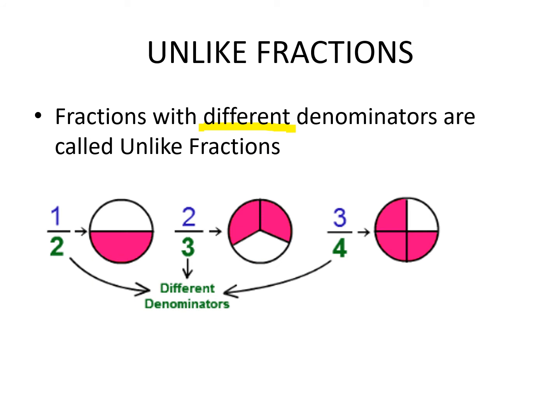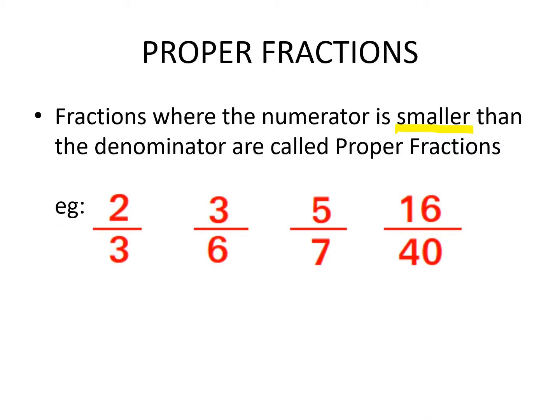Unlike fractions. Now what are unlike fractions? Fractions with different denominators are called unlike fractions. In these fractions you can see 1 upon 2, 2 upon 3, 3 upon 4 all have different denominators, so they are unlike fractions.